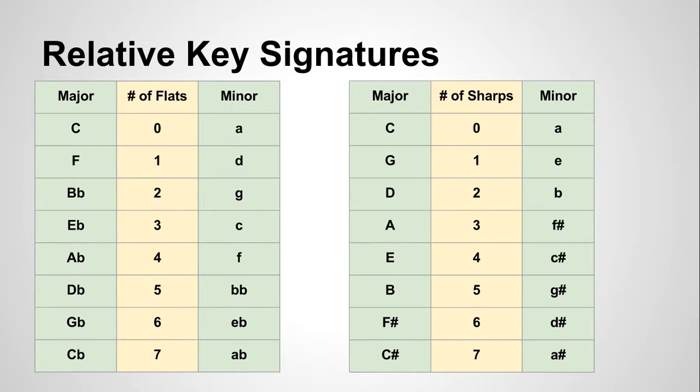Let's look at this chart for a minute. If you look, we have two boxes on the left hand and on the right hand side. The left hand side are our flat keys, relative major and minor keys, and the right hand side are the relative major and minor keys of sharp keys. Take a minute to look at this if you want to see how they compare to each other.